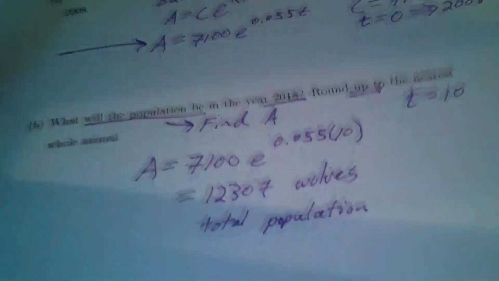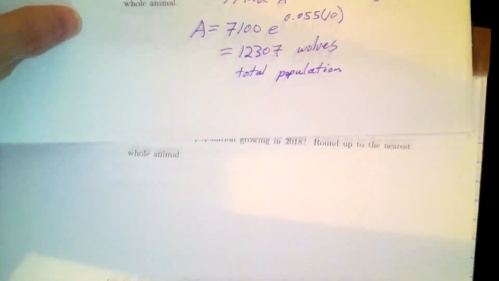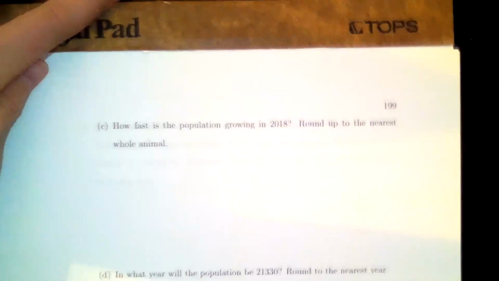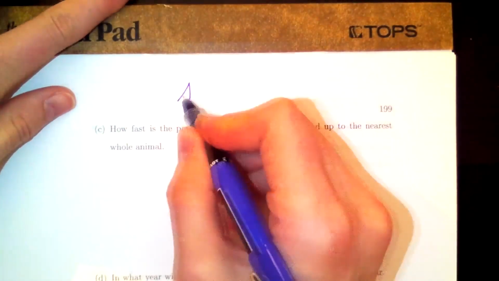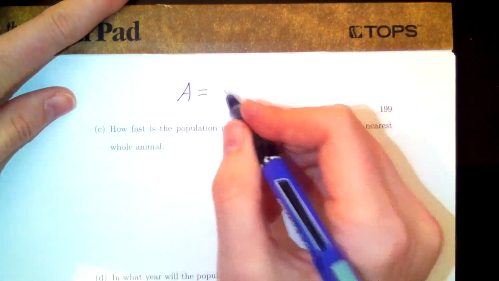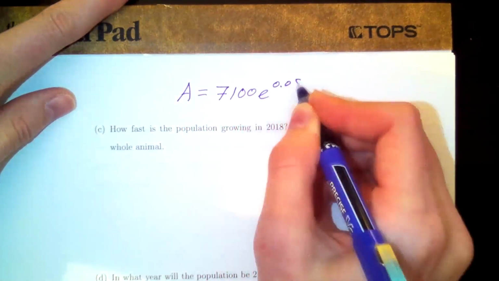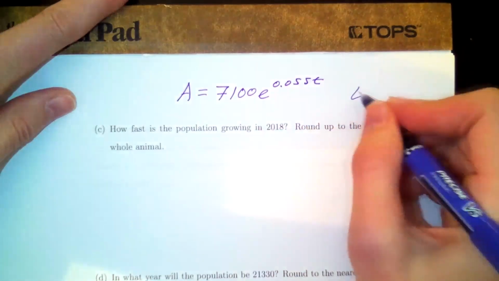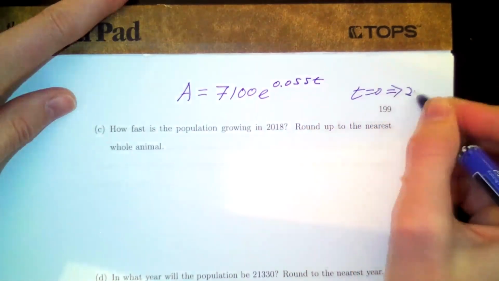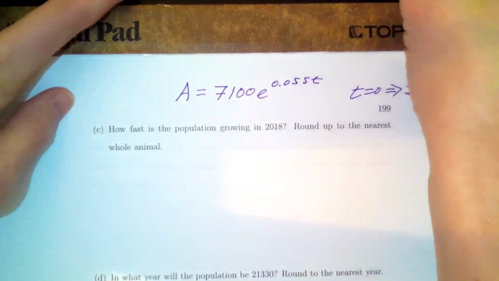All right. Now let's scooch over to do part C and D of this problem. We're not quite done with this model yet. So I'm going to copy the model that we wrote down in part A. Part A was that future value of wolves was 7,100 e to the 0.055 t, where t equals 0 corresponds to 2008. That was the model that we built.